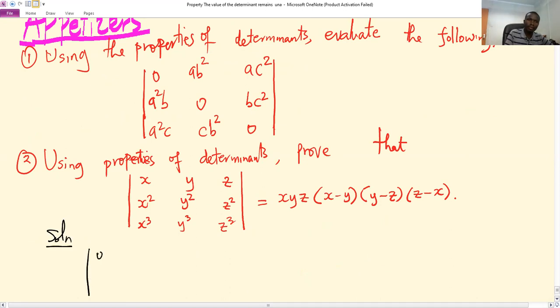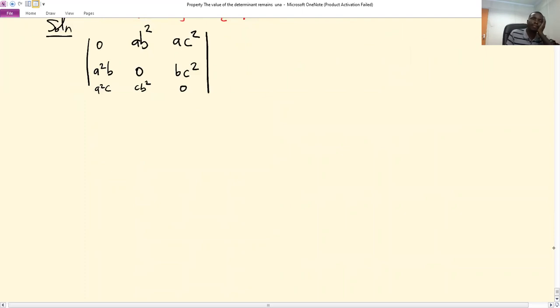So we have 0, ab squared, ac squared, a squared b, 0, bc squared, and then a squared c, cb squared, and then 0. Now, let's go step by step. Considering the first column, you see a squared is a common factor. So this is the same as writing a squared determinant of 0, b, c, and then these others remain the way they are.